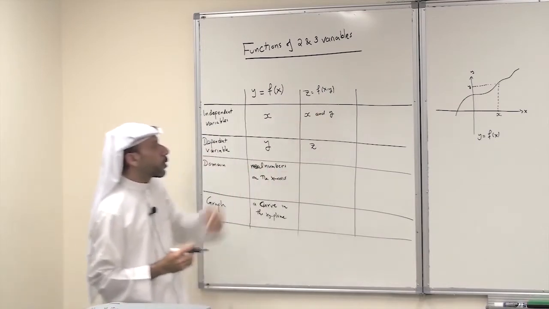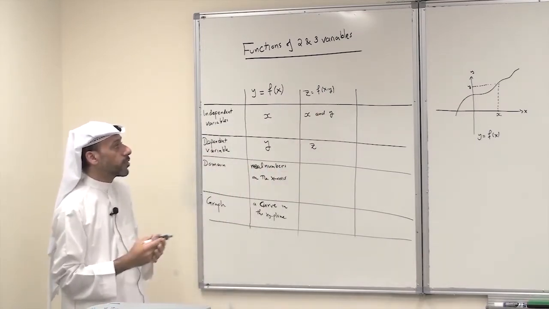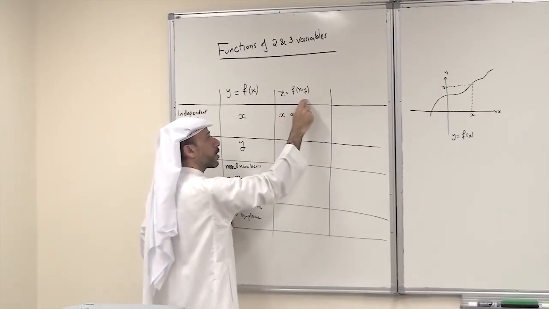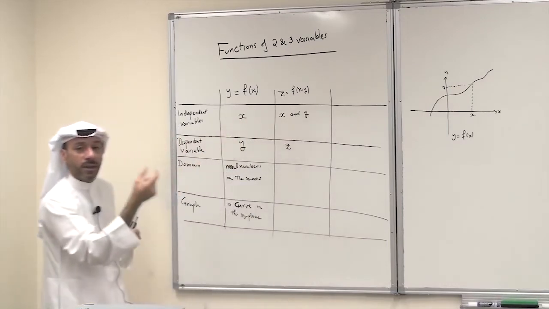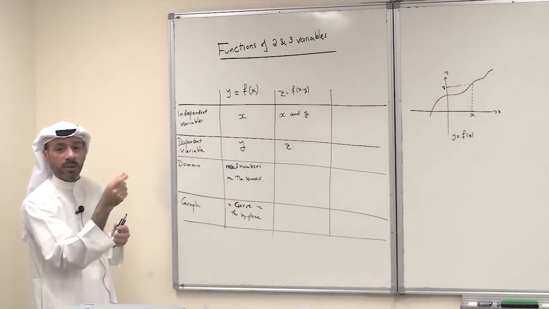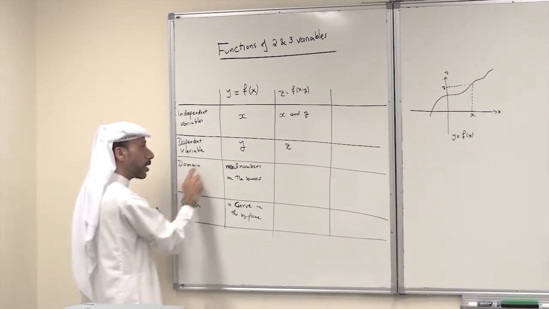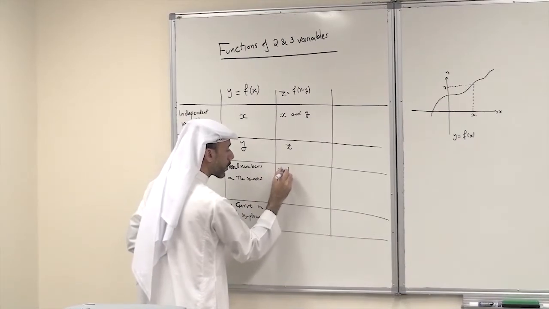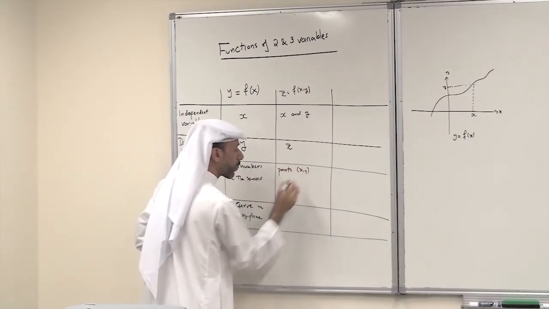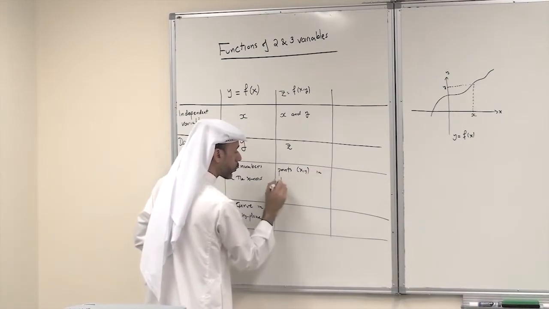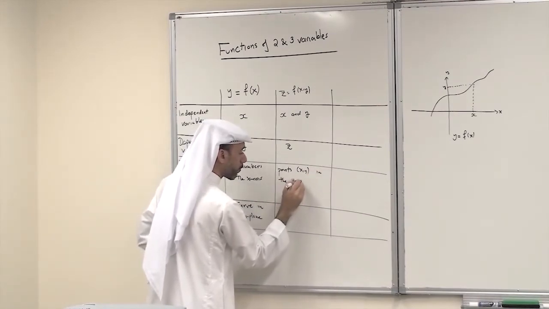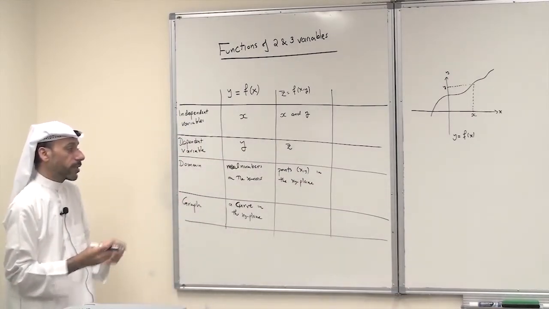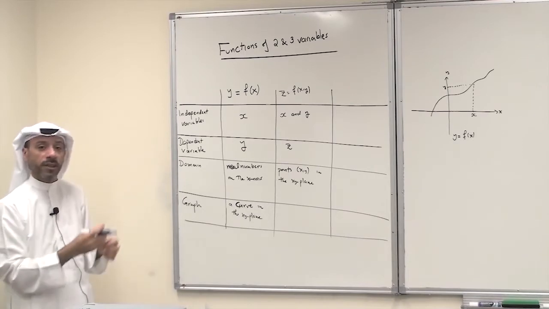Now for the domain, for functions of two variables, the domain will be really points. We have to substitute two numbers, one for x and one for y, an ordered pair. This ordered pair will form a point in the xy plane. So the domain for functions of two variables will be points x, y in the xy plane. So an ordered pair of two numbers x and y, and they will form a point in the xy plane.